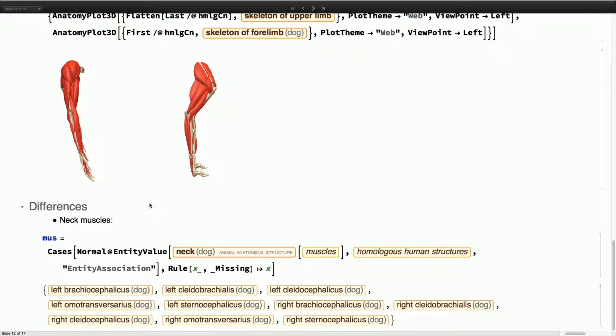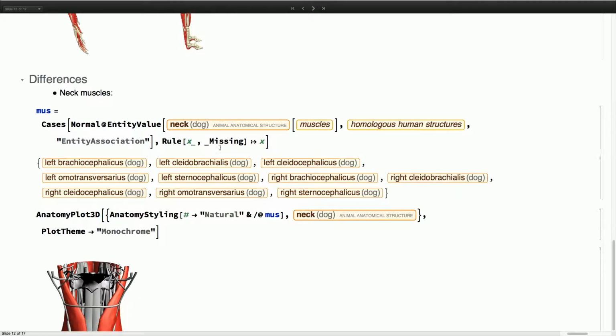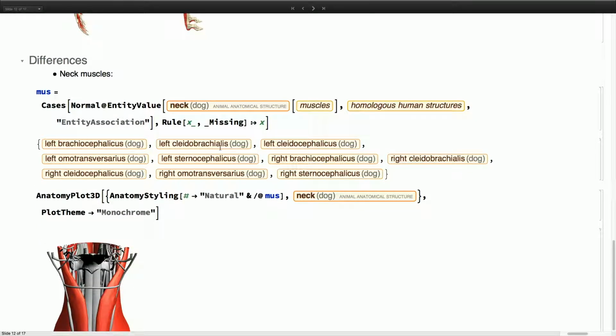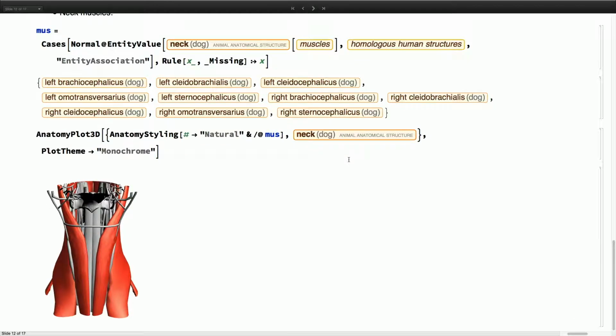In contrast, some dogs' neck muscles are quite different from those of humans, and we can get the list of those muscles in a similar manner. And those unique muscles are featured in this graphic, where those muscles are highlighted in red, and all the other neck structures are in a monochrome style.